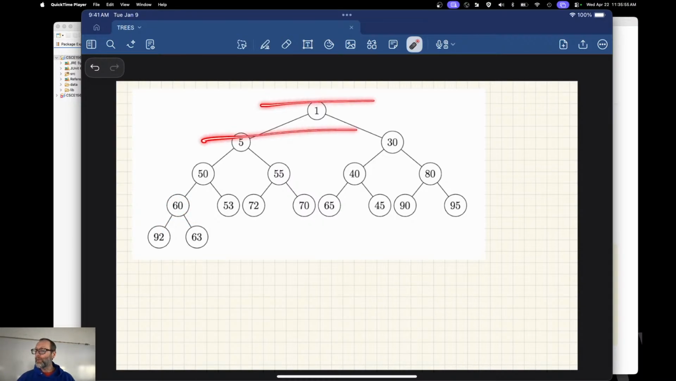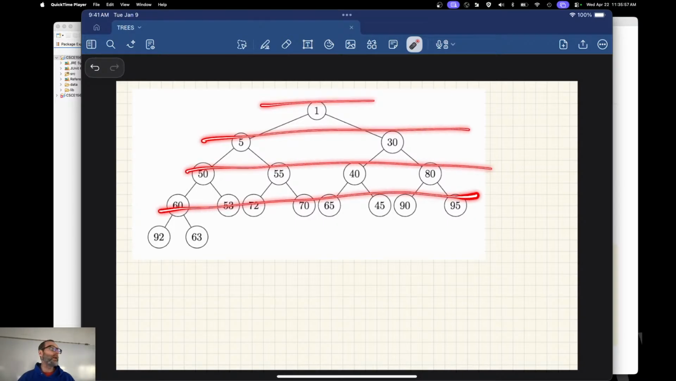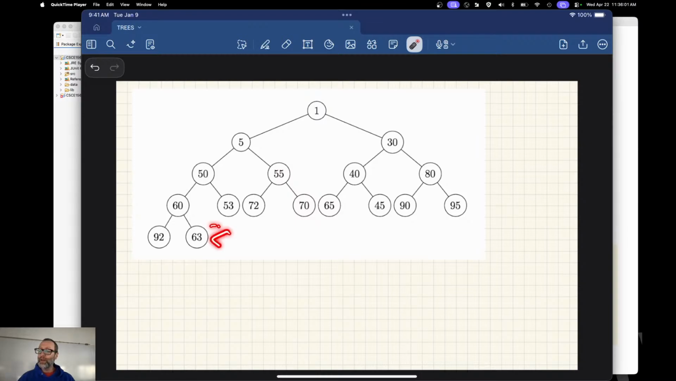It is full. Every single node is present at every single level except for the last level, and it's full to the left. We don't have gaps here. If I were to insert another node right here, whatever that happens to be, that would not be a heap anymore because it no longer satisfies the fullness property. Okay?